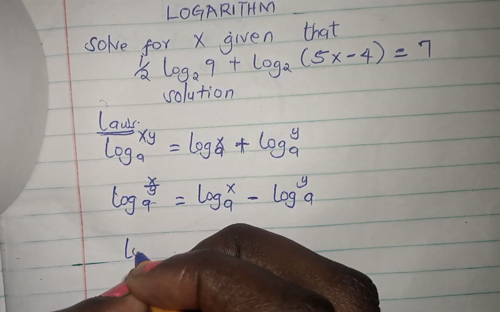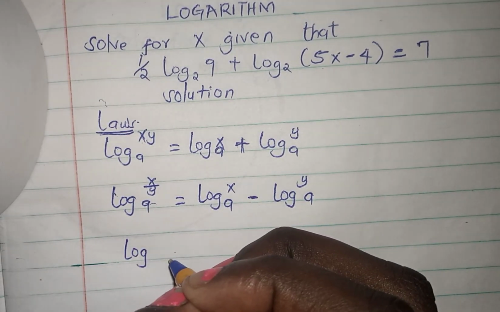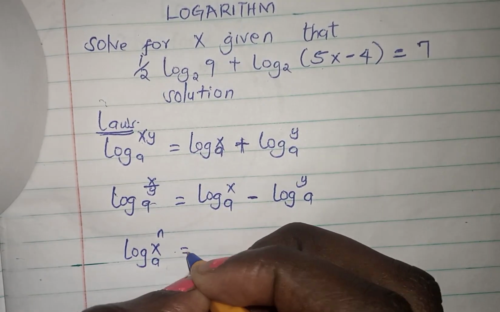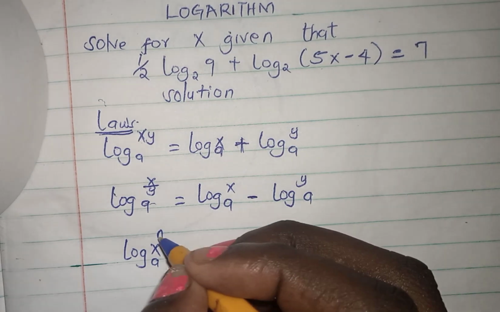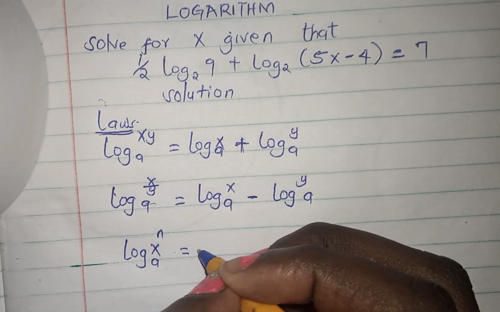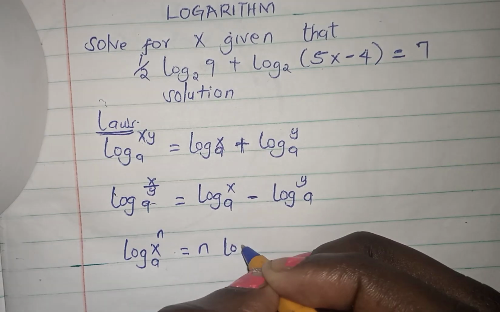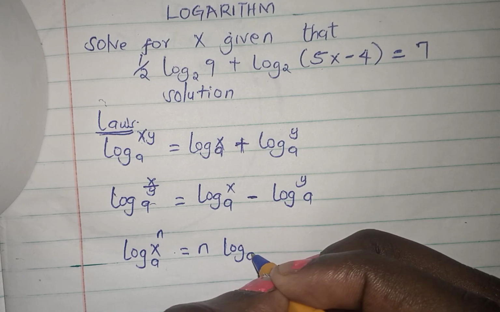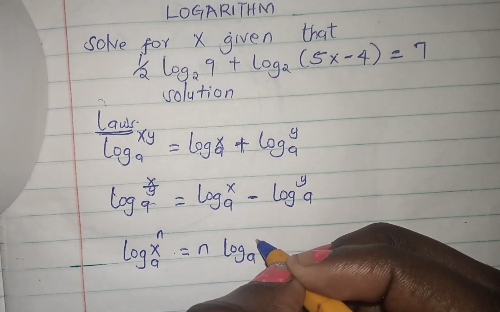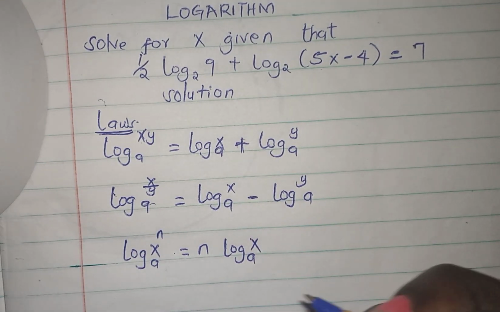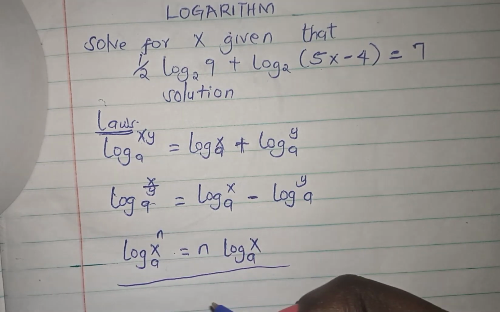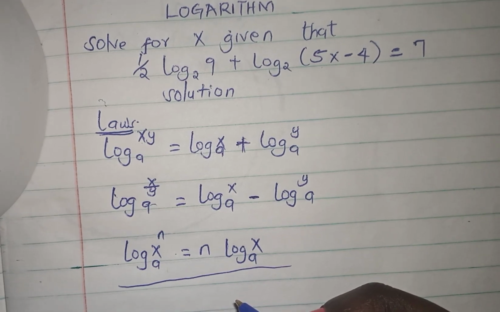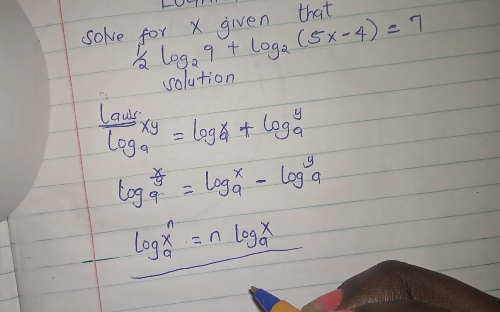Another law: log base a of x to the power n. The n will come first. This power over here comes first before the log. Then we have log base a of x. These are the laws. We still have other laws, but these are the laws that we're going to apply to this question. So let's now begin.